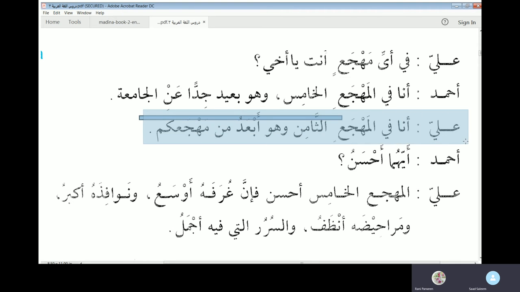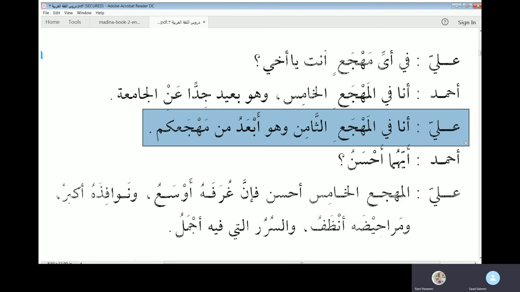Ana fil mahja athamin. Okay. I am in the eighth hostel. Sorry, yes, I am in the eighth hostel. Wa huwa abadu min mahjaakum. And that is far from your hostel.